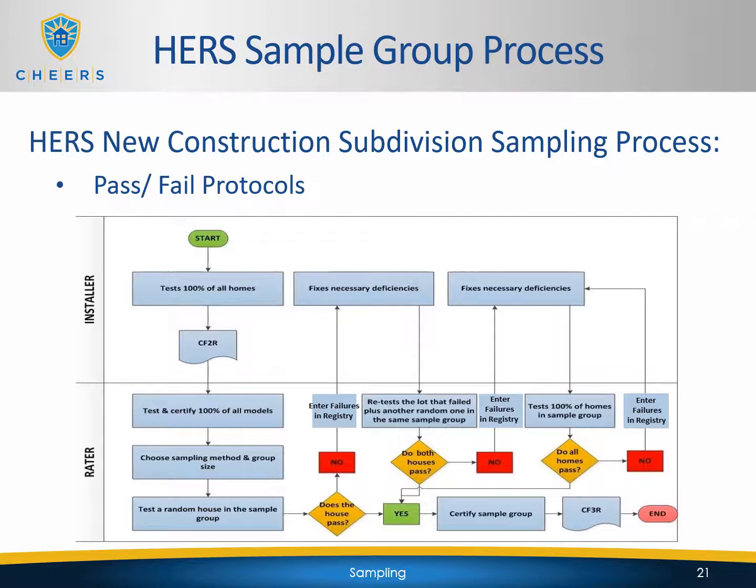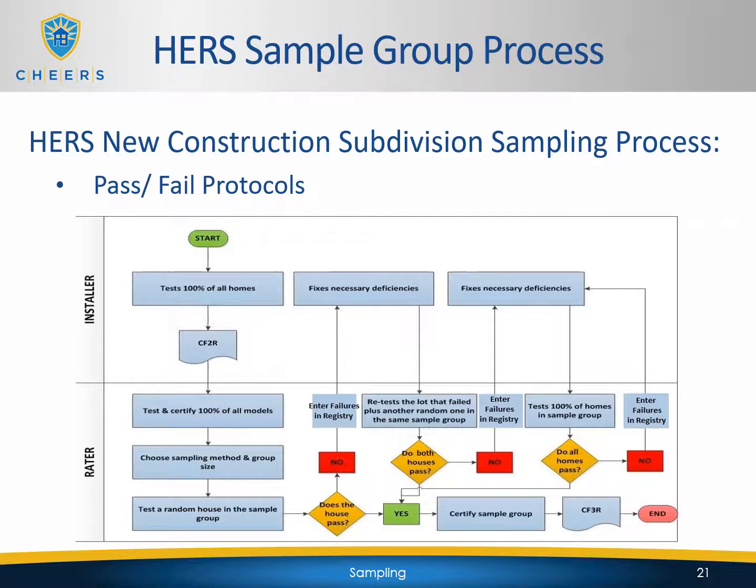So you test the first house, it fails. You test the second house along with retesting the one that originally failed, because obviously you have to fix it. If both houses pass, now again you're back on track and you certify the whole group. If the second house fails, at that point you have to test 100% of the homes in that particular group, which obviously is going to create delays, probably cost more money, and so forth. So keep that in mind.